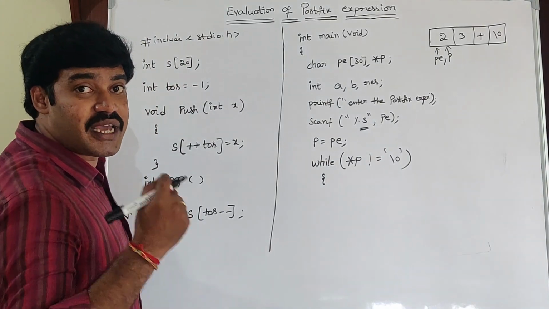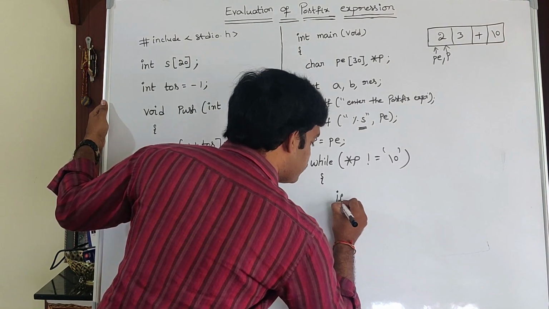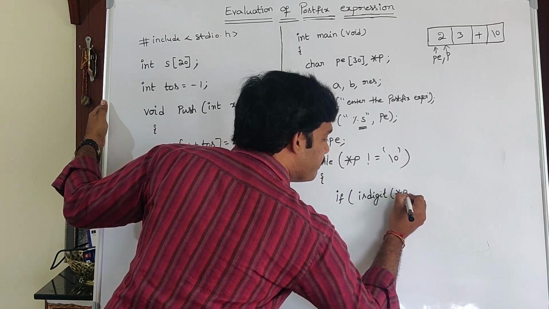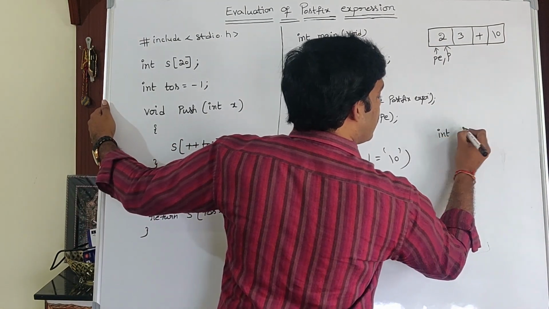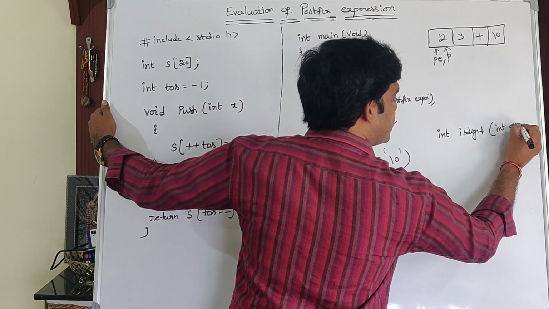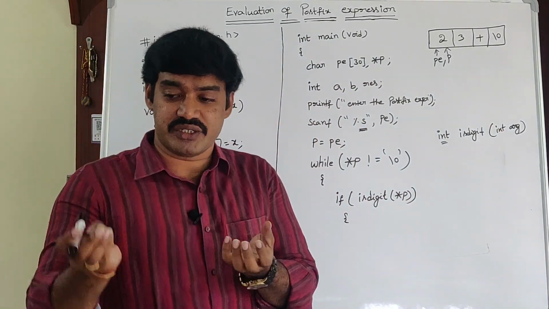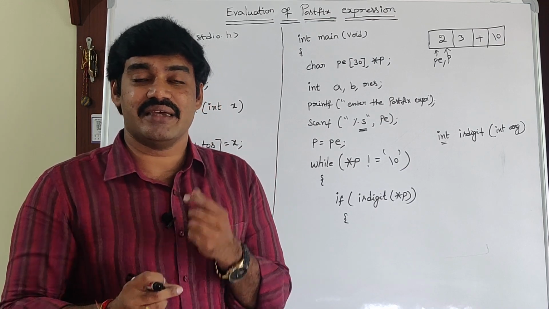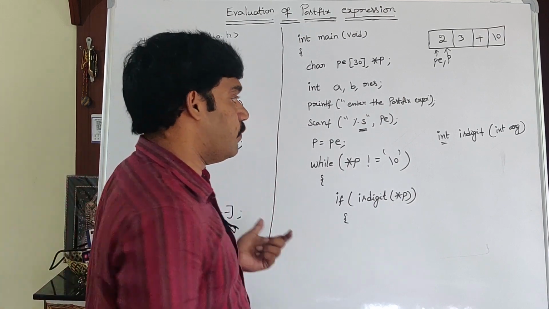What is the first step? Check whether it is an operand or not. If it is an operand, then push it into the stack. What is the predefined function? isdigit(*p). isdigit is a predefined function which takes the input as a character, as an integer argument, and returns an integer value. It checks whether this character is a digit or not. If it is a digit, then it returns a non-zero value. If it is not a digit, then it returns 0.